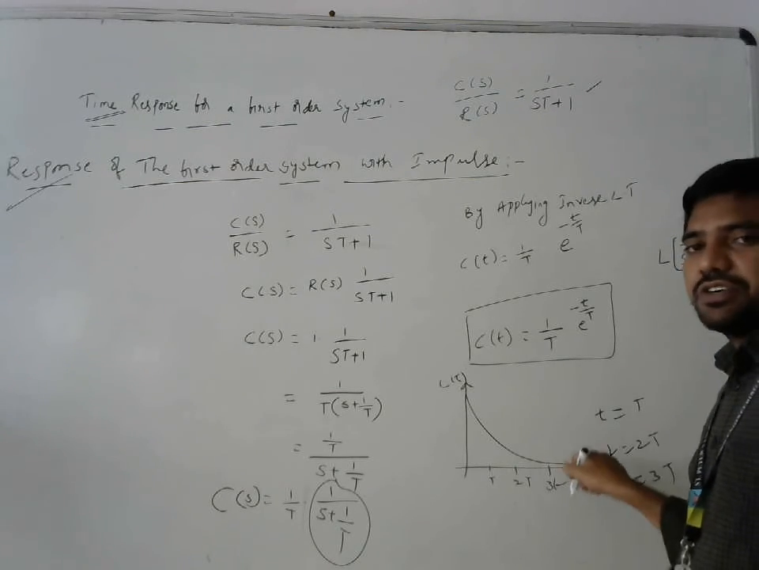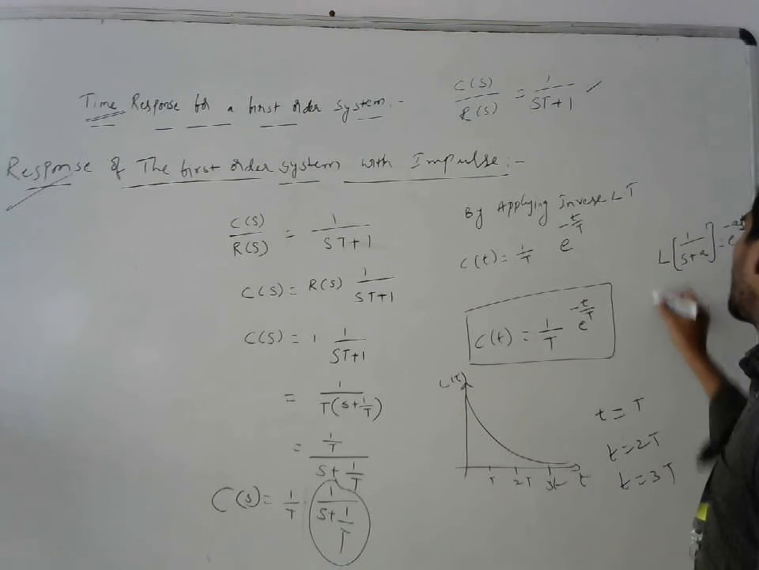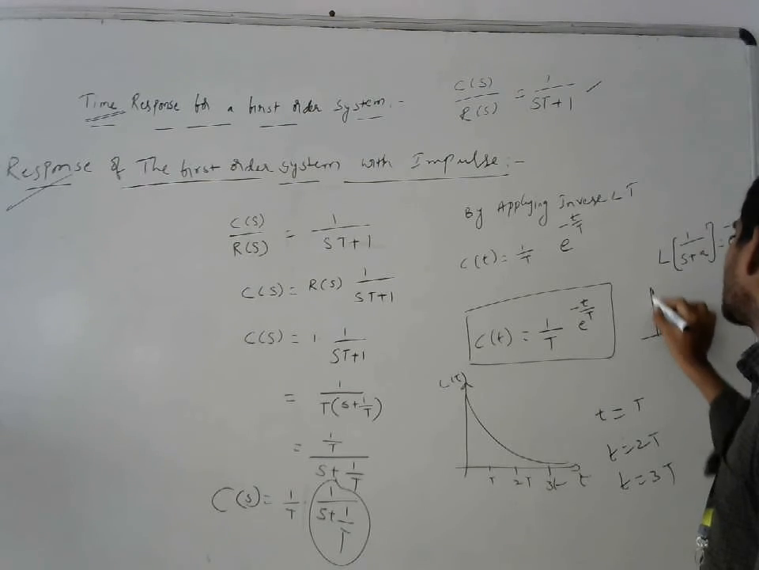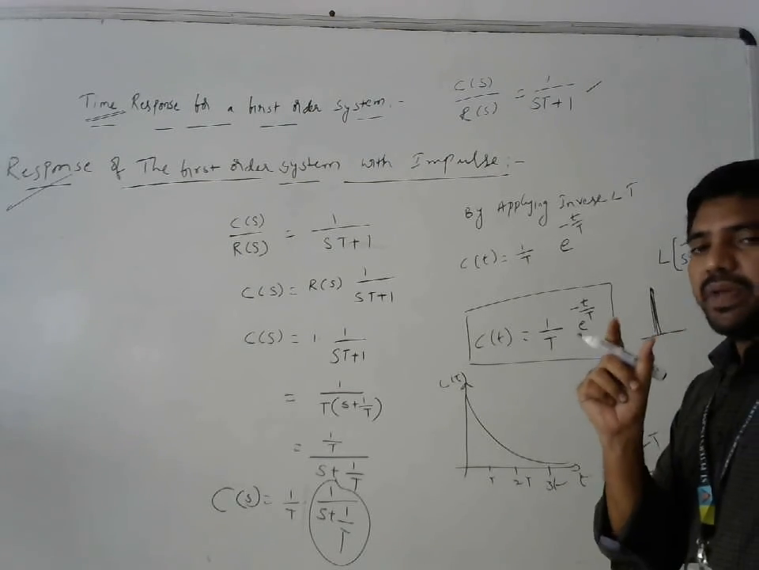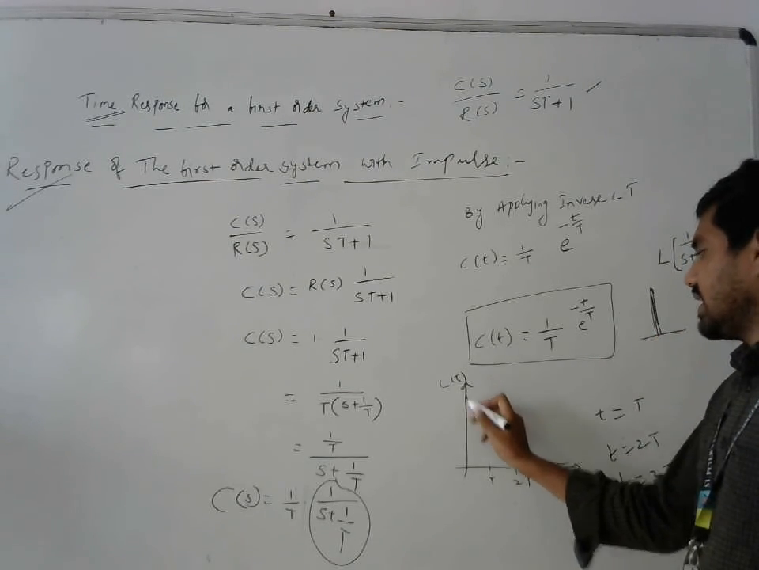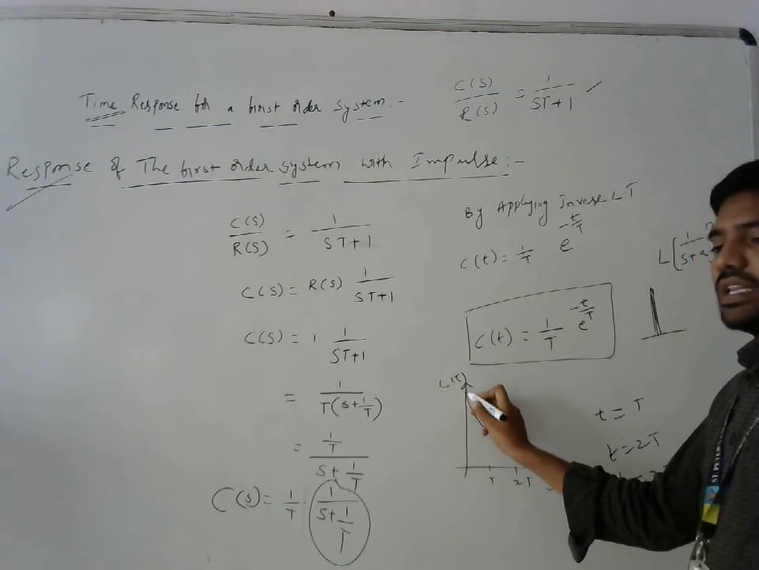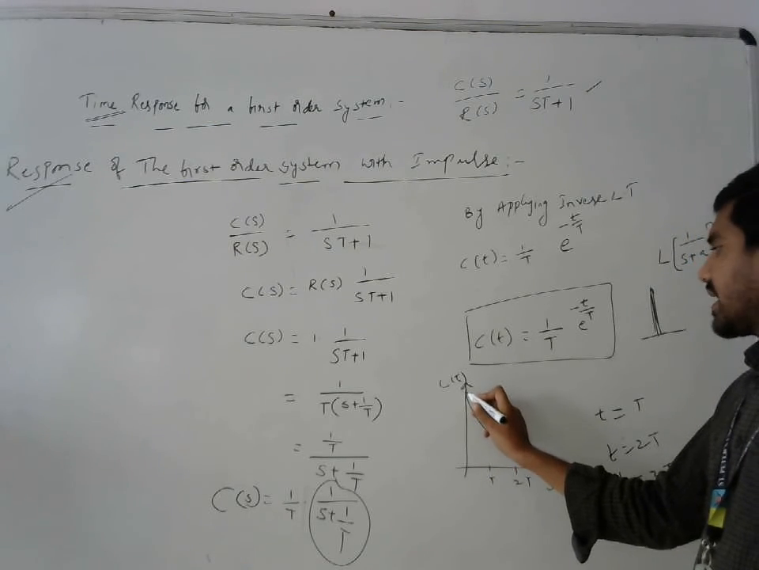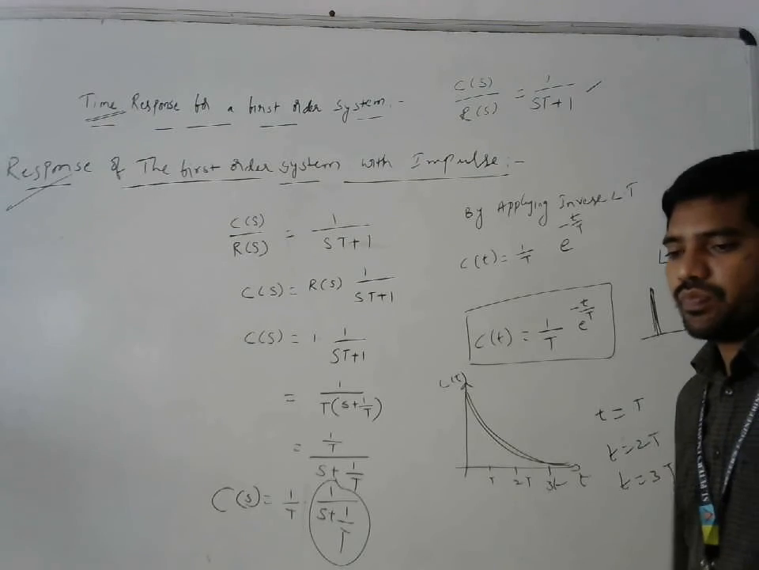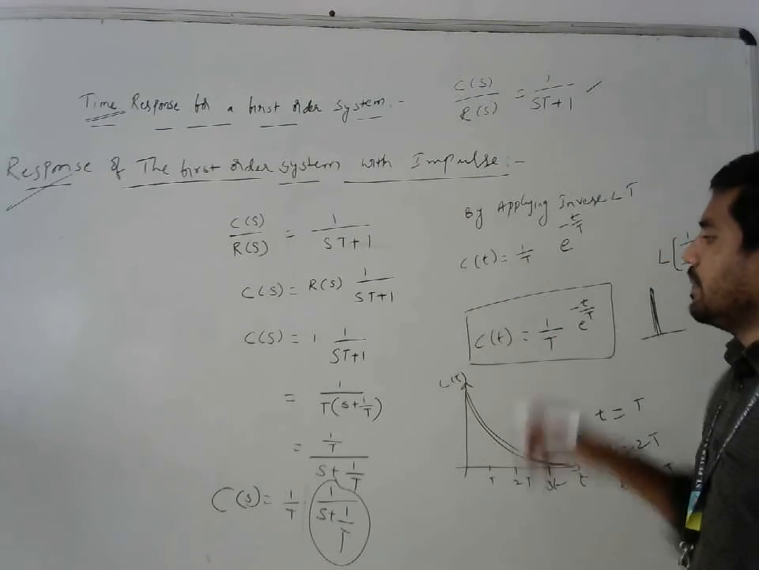That means a short duration of time. Why? Because it has a maximum value only for some time period. At t equal to 0 it has the maximum value, and in the remaining period it comes to 0. That is what happens when we give an impulse signal.